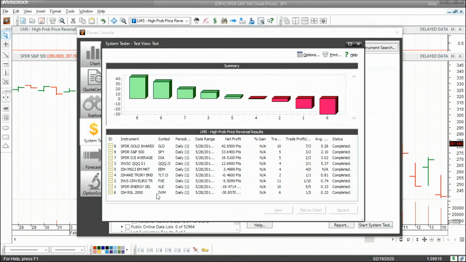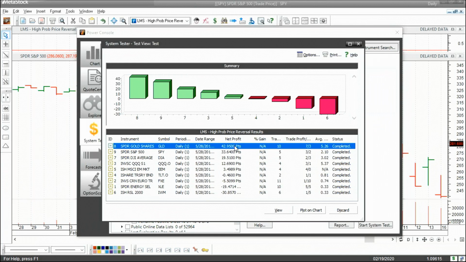And down at the bottom, the Russell 2000 still underperformed everything else, and still did not do very well, to say the least, but didn't do quite as poorly as it did on the first test there. But the other thing that did improve quite a bit here is our average profit to average loss. Now you'll see, for example, gold, out of those 10 trades or those 7 winning trades, our average winning trade was over 5 times the size of the average losing trade.